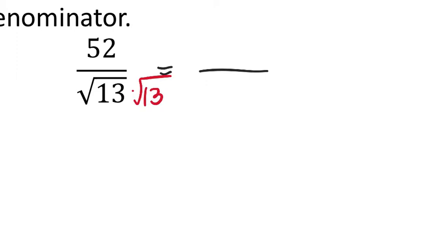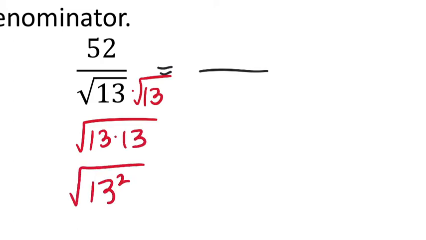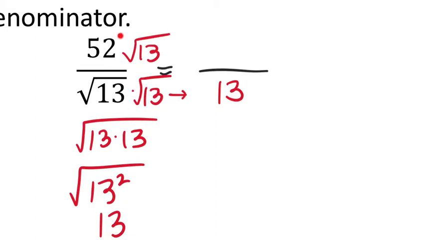Because the square root of 13 times the square root of 13, I can make that the square root of 13 times 13, which is the square root of 13 squared, which is just 13. So that makes the denominator just a 13. But don't forget, if you do it to the denominator, you've got to do it to the numerator as well. And now in the numerator, I've got 52 times the square root of 13. So I'm going to show that here, 52 times the square root of 13.